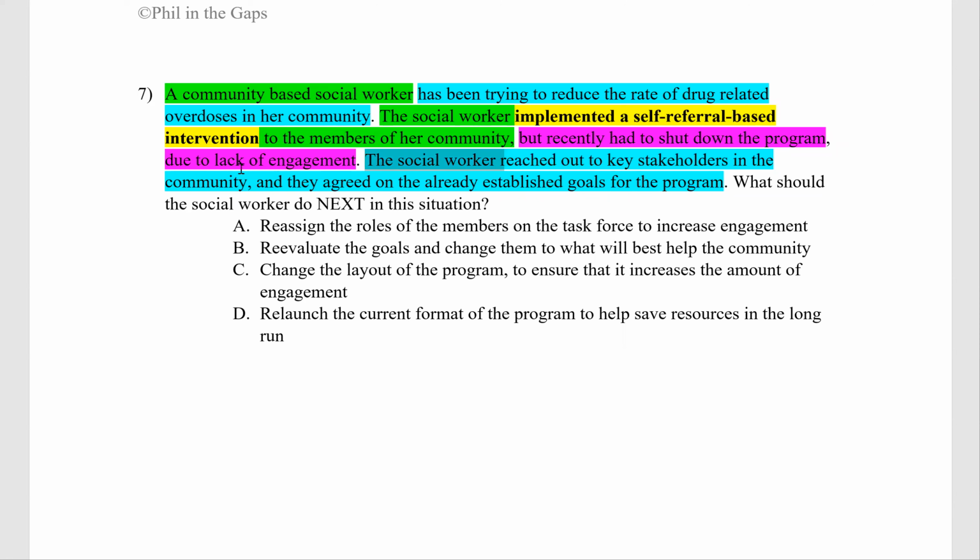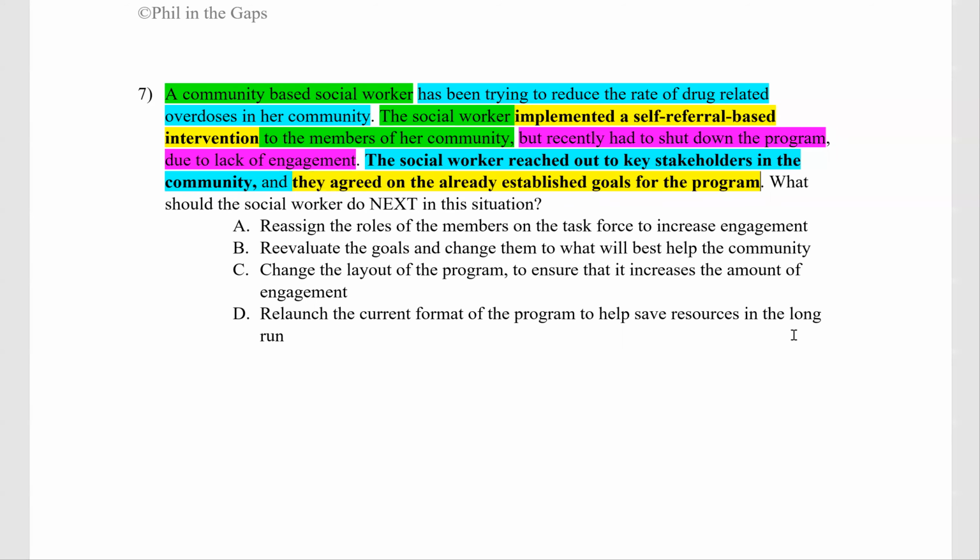We reached out to key stakeholders in the community. So we're like, hey, is this still working for you guys? And they said, yes, please keep the goals, keep trying to help our community. So keep those in mind as we go through each answer choice.